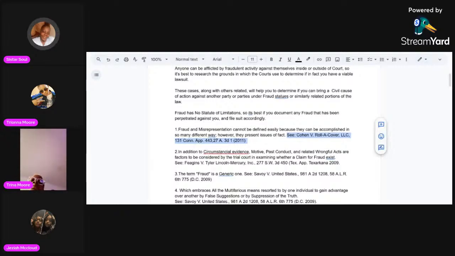In addition to circumstantial evidence, if there's a motive, past conduct, and relatively wrongful acts, those are factors to be considered by the trier of fact. So if there's something going on with a particular car dealership, you might want to look on the Better Business Bureau. Look up the ratings for that dealership and see if other people have had issues with major car problems. These are facts you keep for your particular case, because that's a motive. Past conduct: if they're having continued issues, it may be that they're getting vehicles from places that have been flooded out, because this happens a lot with car dealers.